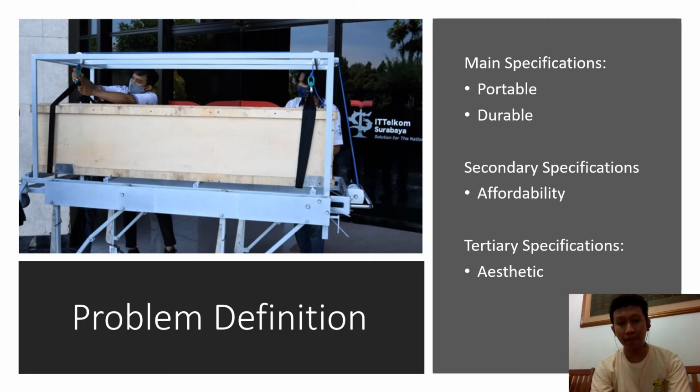Next, we will discuss the secondary specifications of this product, which is affordability. For this specification, we refer to the price of hospital stretchers on Tokopedia, which cost about 7.5 to 25 million, but we take 12 million as our price. The reason is that we will use durable material but without a complicated mechanism, so we decided to put it at the middle price. The last specification is aesthetic. What we mean by aesthetic here is that the product will be pleasing to the eye.